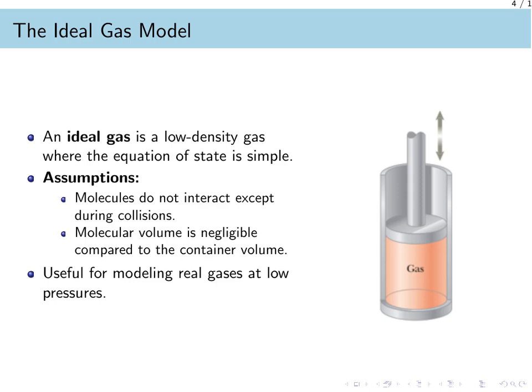While no gas is perfectly ideal, this model is incredibly useful for predicting the behavior of real gases at low pressures. The image on this slide shows a gas confined in a cylinder with a movable piston, which allows us to change the volume for experimental observation.